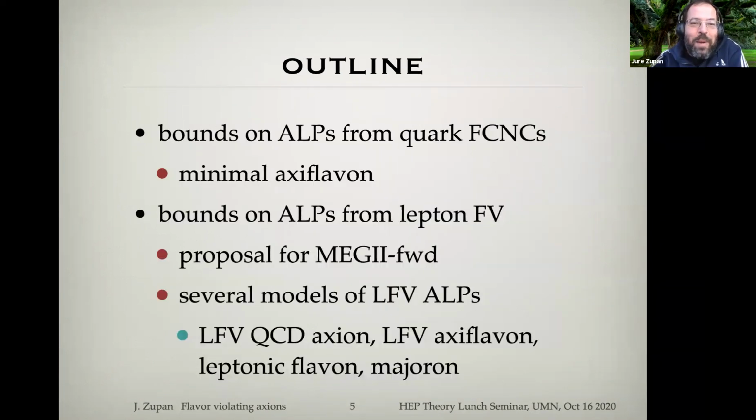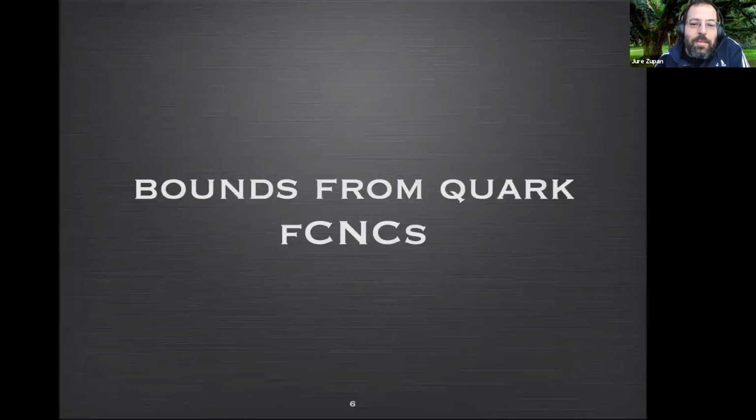Okay. So we're past the notation. So here's the outline. I go over the bounds. Then I talk about this minimal axiflavon. This will be for quarks, and then I'll talk about the leptons. There is a proposal for MEG II forward, which I will cover. And I'm almost 100% sure that unfortunately I will just flip through the different models, but we can talk later. All right, so let's see.